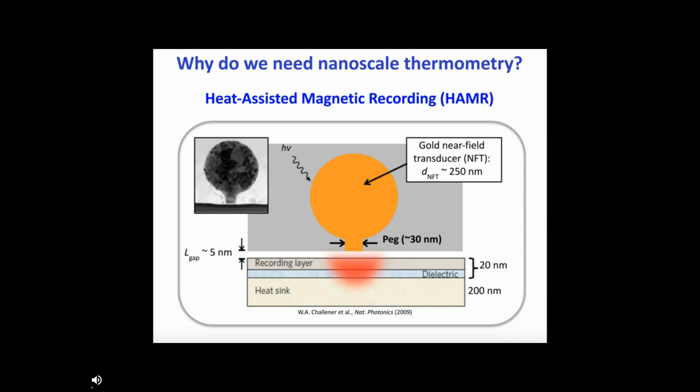But one challenge for HAMR is that it's known that rather than heating the recording medium, significant overheating of the 30-nanometer peg can occur. Degradation of this peg can cause entire HAMR drives to fail. Again, it's thought that the cause of this degradation is overheating. But right now, there's no existing technique that can measure the temperature of the HAMR peg during operation to verify whether this is actually the case.